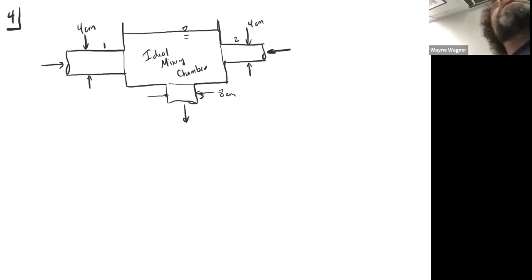Alcohol enters through pipe 1 at 1 meter per second, and it has an S of 0.79, while water at 10 degrees Celsius enters section 2 at 2 meters per second. So we've got 2 meters per second, and this has S of 1 because it's water. Okay, we just say that this is water. This is alcohol.